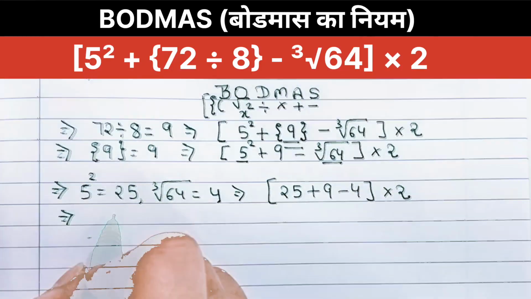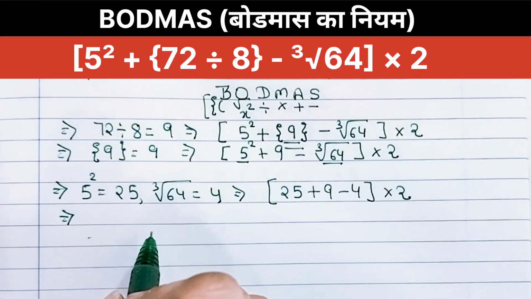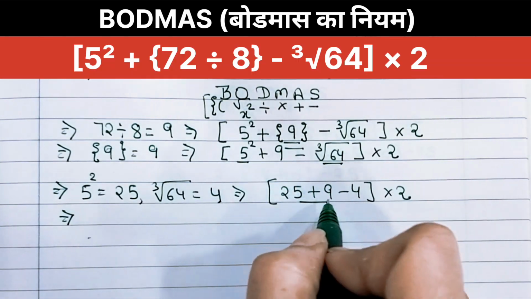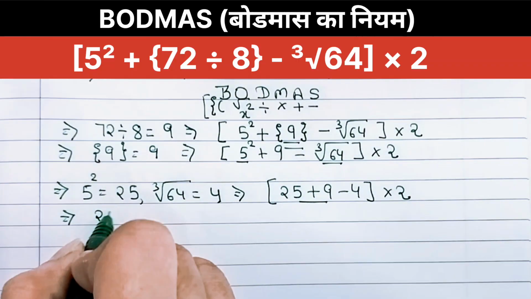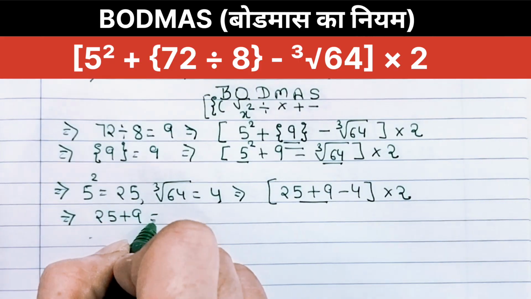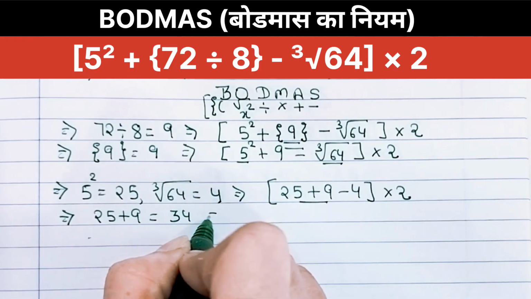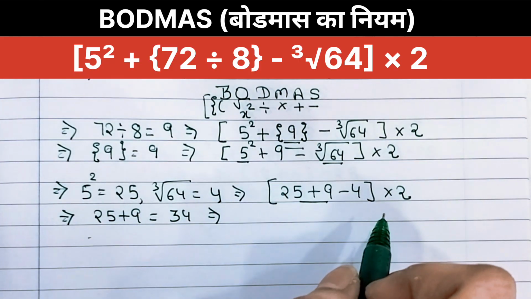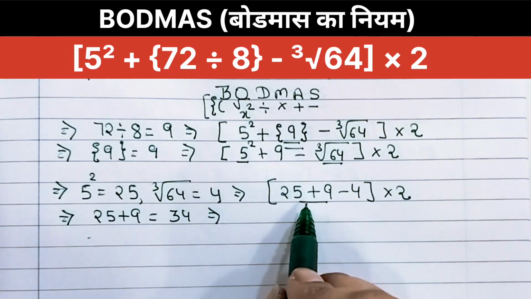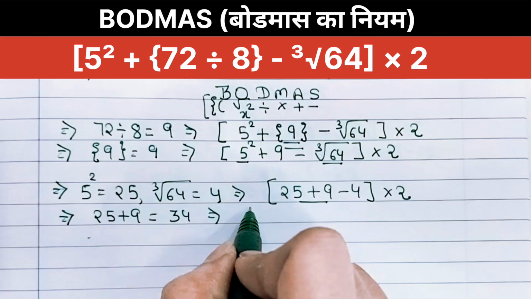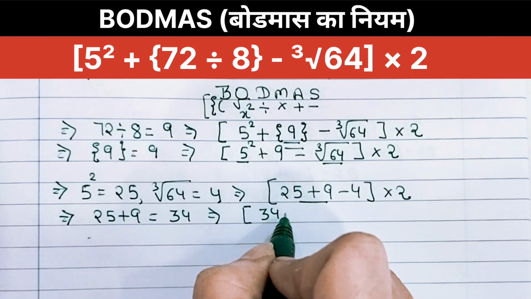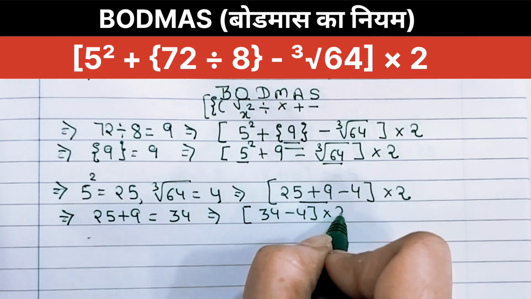Move to the next step. According to the next step, solve the addition inside the square brackets. Now there is an addition and a subtraction. First we add inside the bracket. Now 25 plus 9 equals 34. According to this step, we must completely simplify the remaining operations inside the outermost brackets from left to right. So addition comes before subtraction, and the current expression becomes 34 minus 4, multiplied by 2.